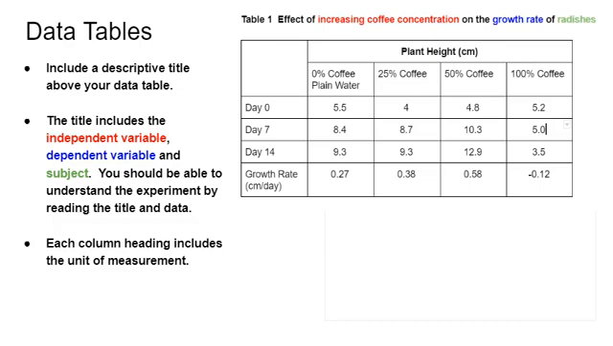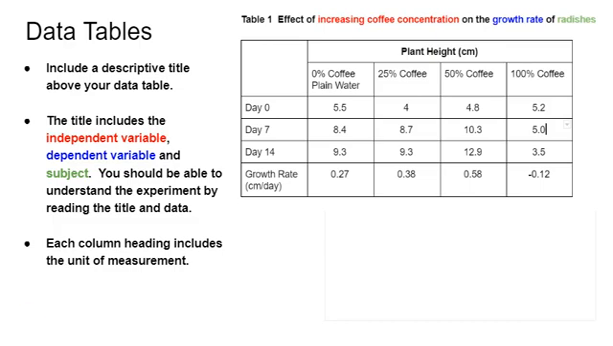In this table, we see both raw and analyzed data. If you look at rows, day 0, day 7, and day 14, those are raw data points. Those are the measurements that the scientist took. The last row says growth rate in centimeters per day. That is analyzed data. The scientist had to do some math to figure out growth rate. We had to look at the change in centimeters over time.